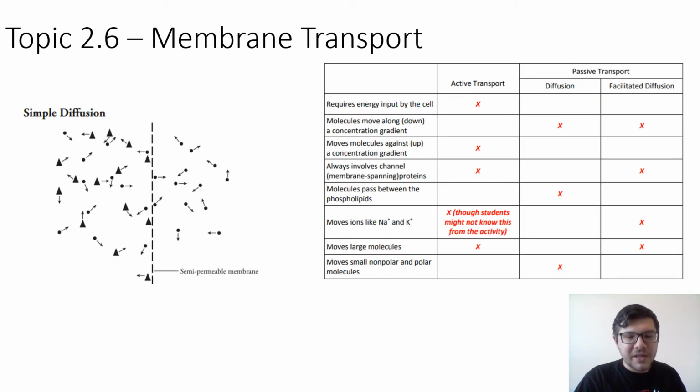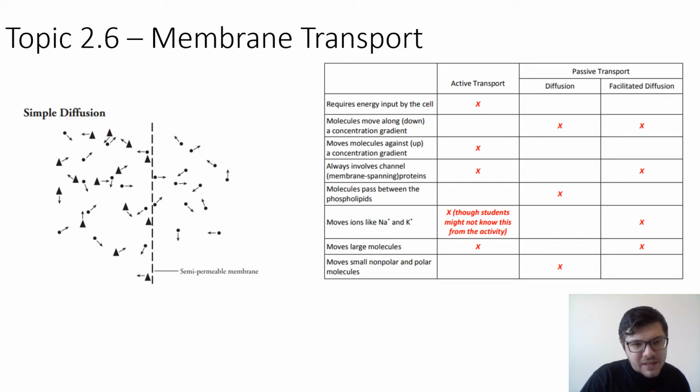So then membrane transport, topic 2.6. This topic focuses on passive transport, and there are different parts of passive transport that we'll get to in later topics as well. But for now, let's just look at simple diffusion.